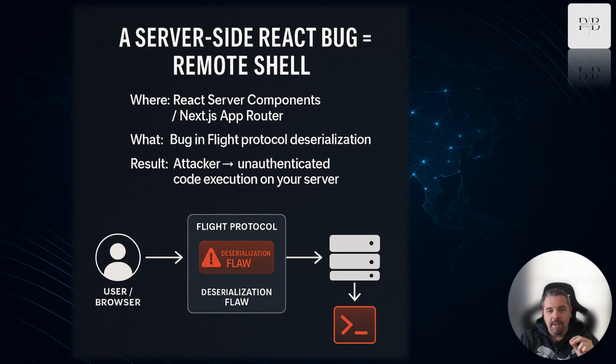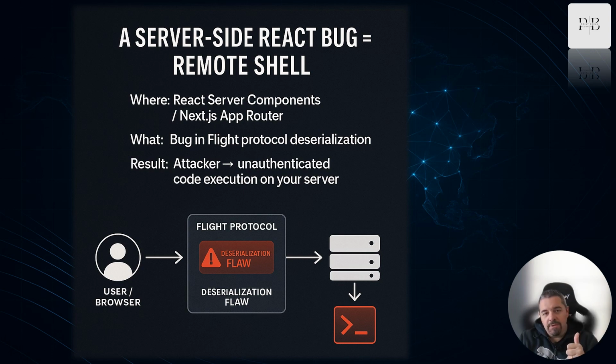React2Shell lives in a part of React that most people never think about: the server-side rendering path, specifically the Flight protocol, which carries data between your server components and the browser. On the surface, this looks harmless, but at the core is a deserialization flaw. React takes attacker-supplied data, interprets it as trusted objects, and accidentally gives the attacker a way to execute code on your server. And here's the part that makes this so dangerous.